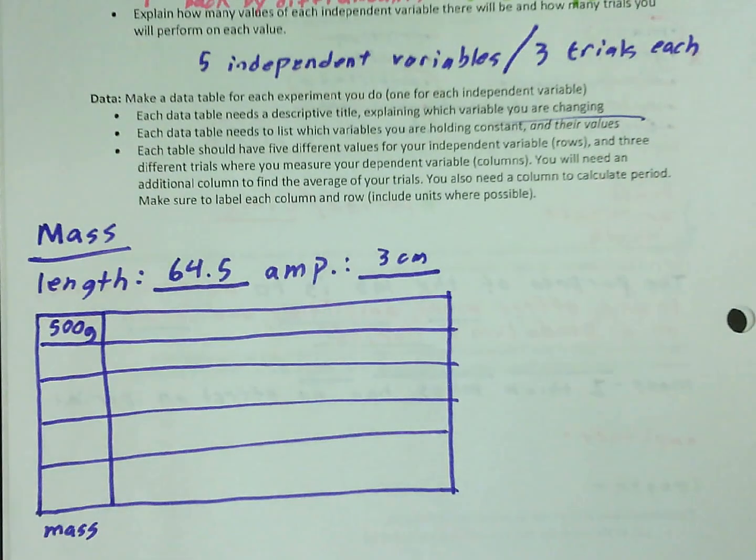Okay? Doesn't matter what they are. They just need to be different. And they need to be significantly different. Don't add a 10 to 500 and do 500 and 510. That's not going to be noticeable. So make them different enough.